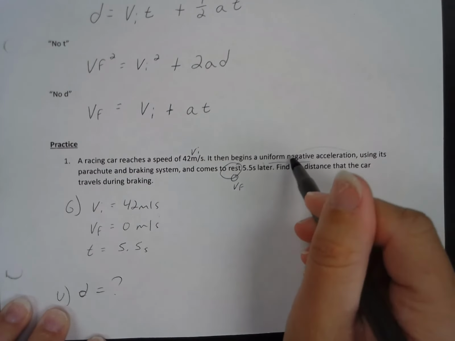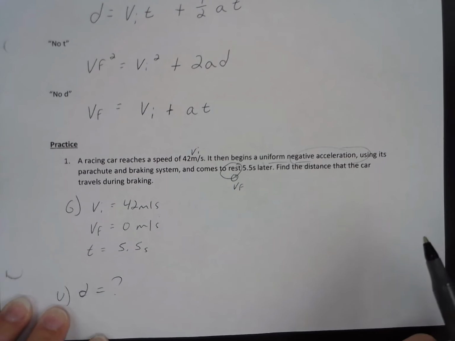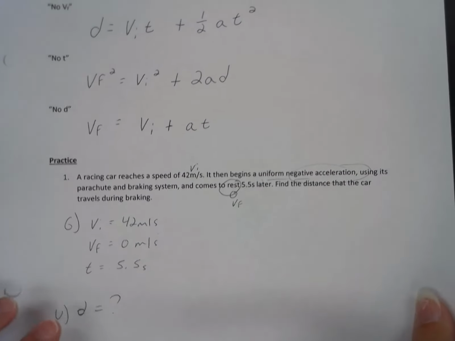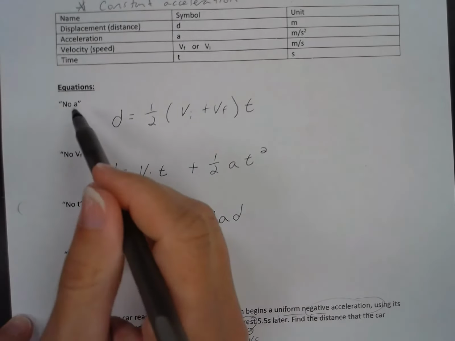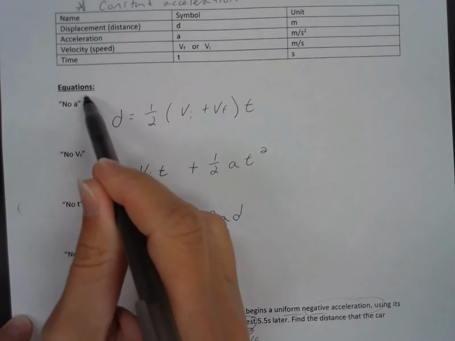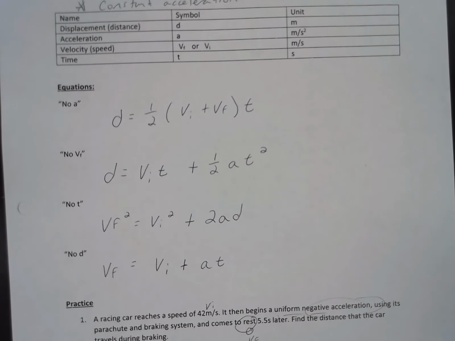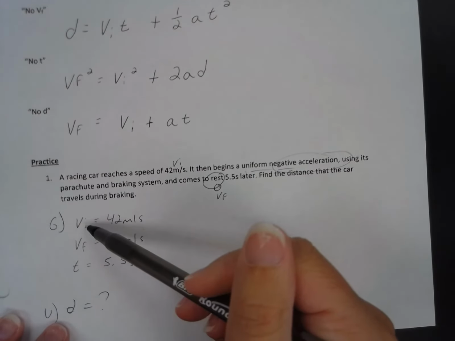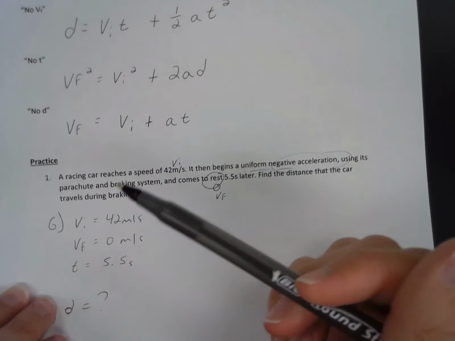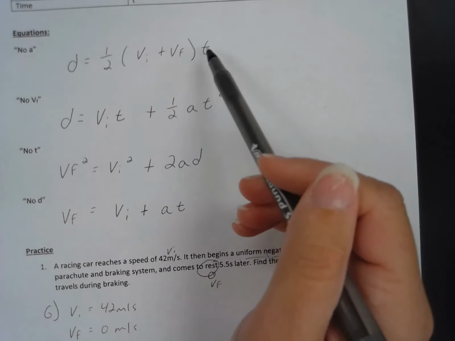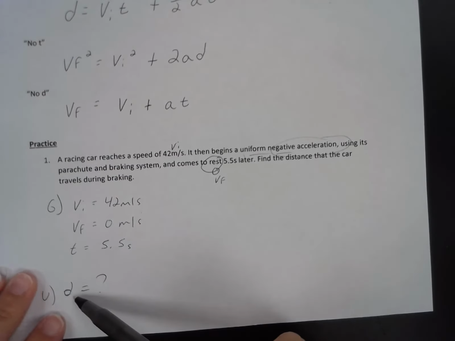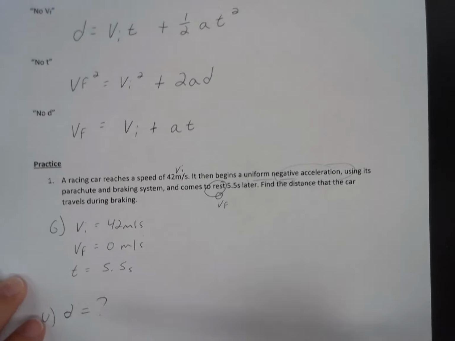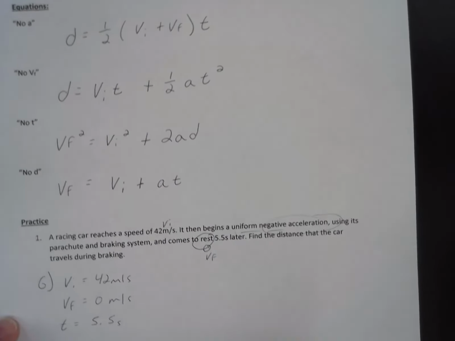And notice that it mentions acceleration, but it does not give me acceleration. I don't have that as a number. So I don't have that as a given, but that does help me pick out which kinematic equation I can use. So I have this no A formula, which means I am not given acceleration, but I am given VI and VF and T, which is here. And then I'm looking for distance, and this one is set up to solve for distance.